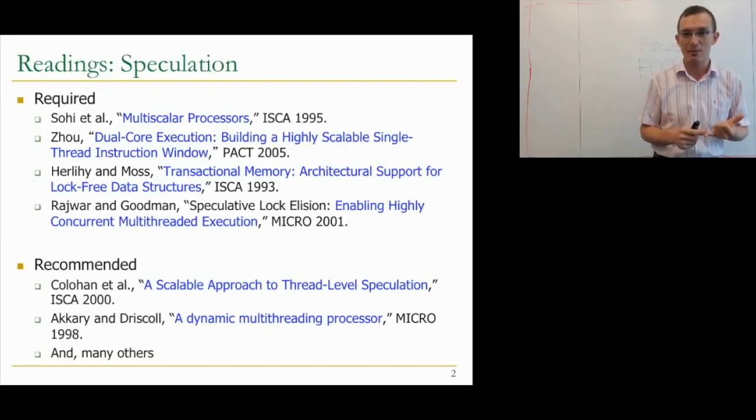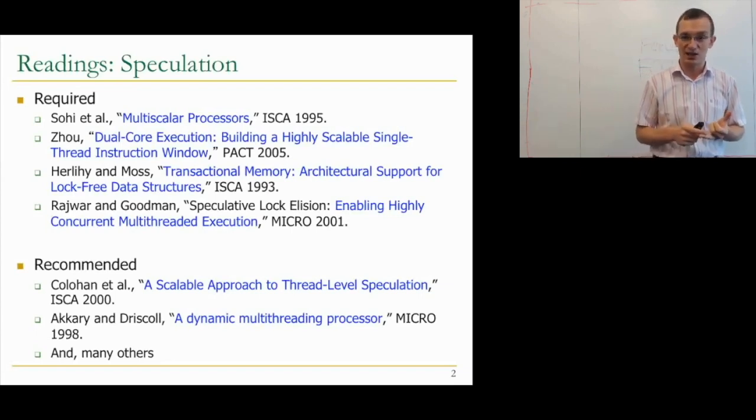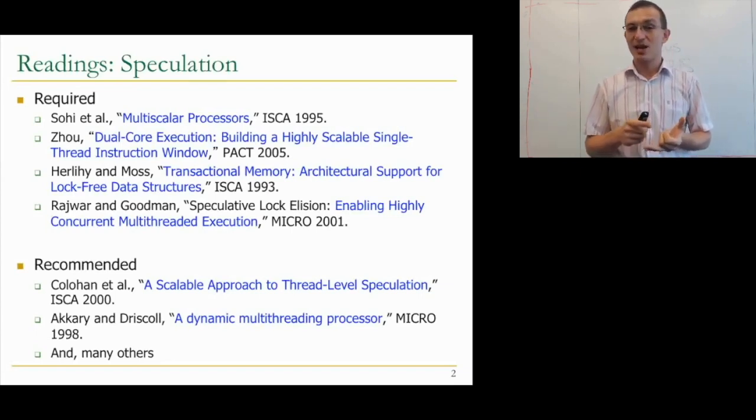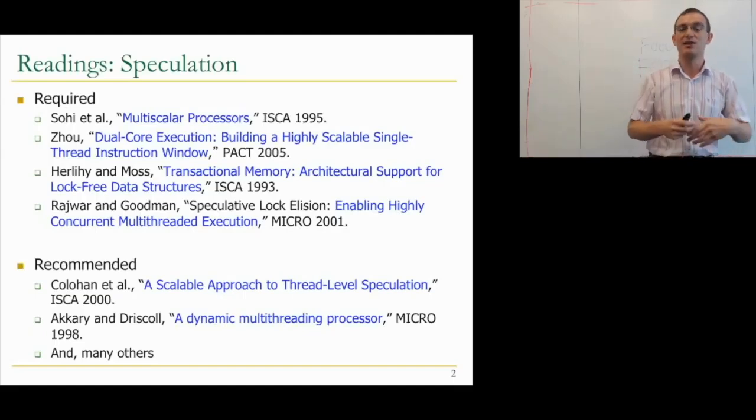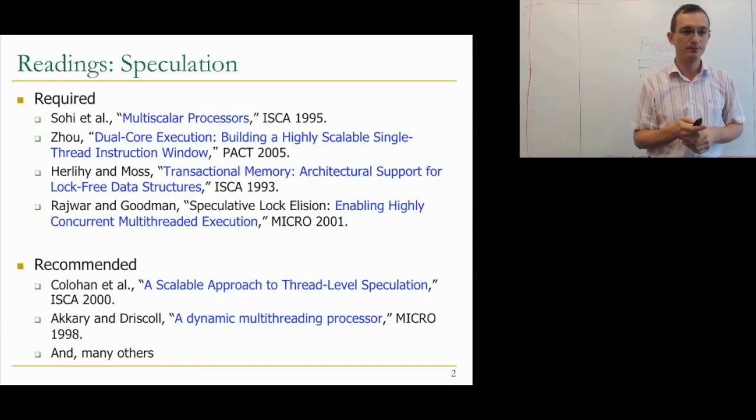One is transactional memory, which is actually used in some systems today. And the other is speculative lock elision, basically transactional memory done underneath without support from the programmer, at least without much support from the programmer.